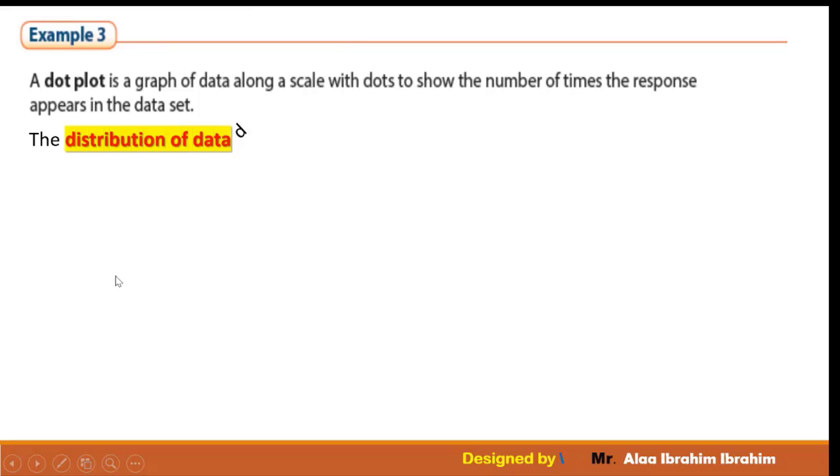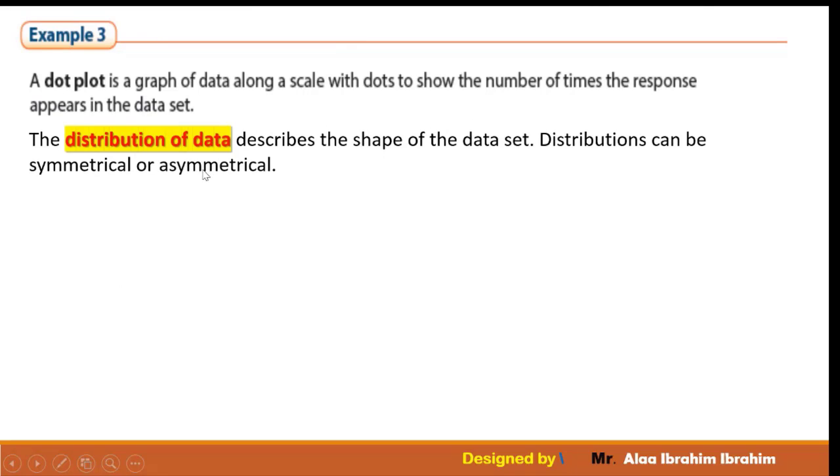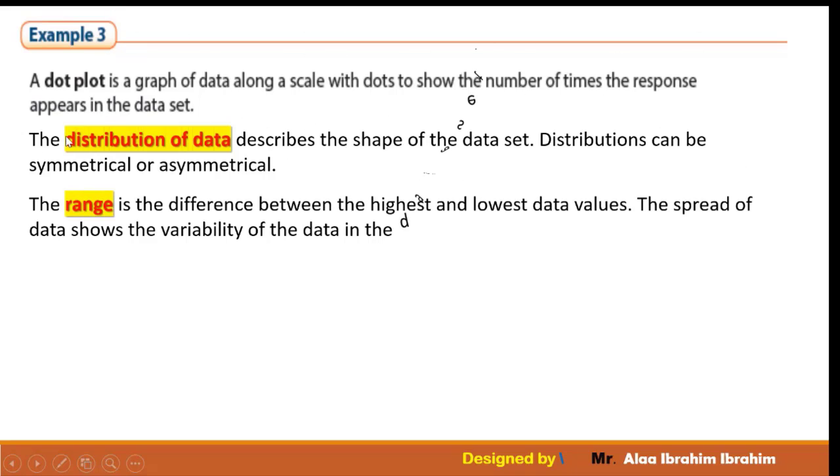So we're going now to dealing with dot plots, but we have to know the distribution of data, the form of it. So we have to know the definition. The distribution of data describes the shape of a data set. A distribution can be symmetrical or not symmetrical. The range is the difference between the highest, the greatest, and the lowest, the smallest. The range is again the difference between the highest and lowest data values.